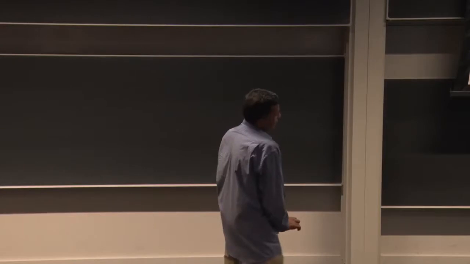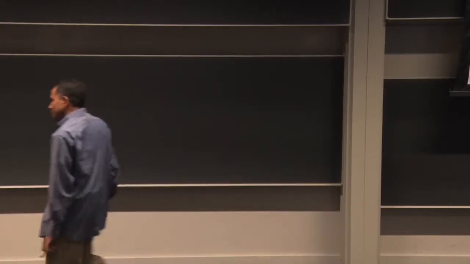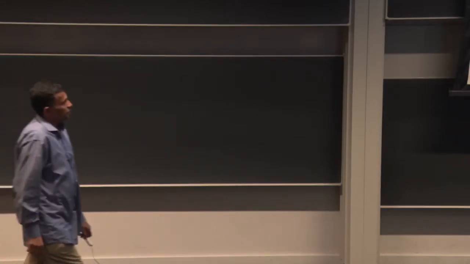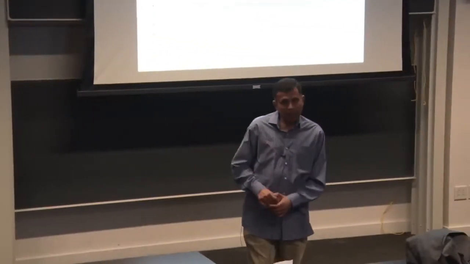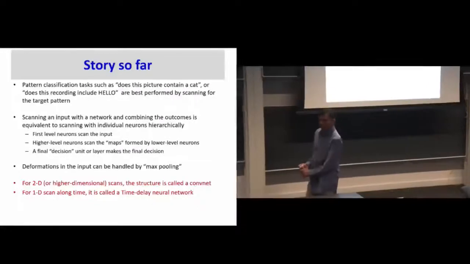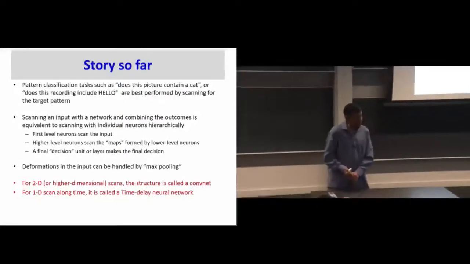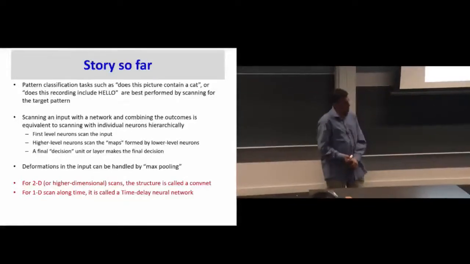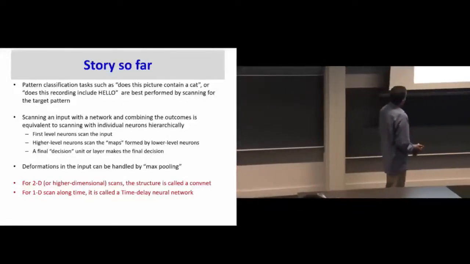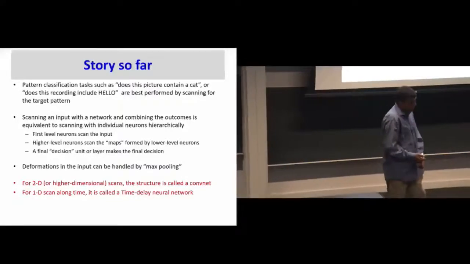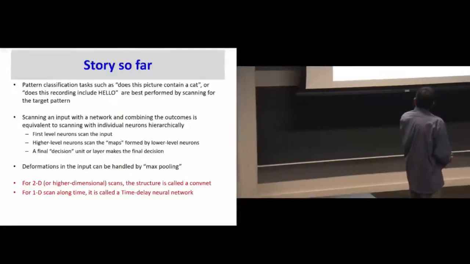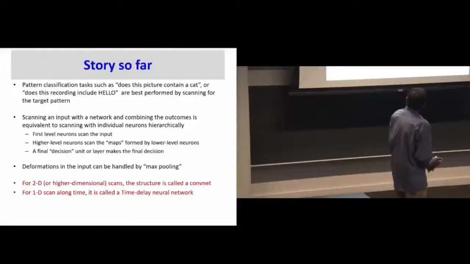Convolutional neural networks. So a quick recap. This is what we said: that pattern classification tasks like, does this picture contain a cat, or does this recording contain the word hello, can be performed by scanning the input. And the act of scanning is essentially an act of convolution, and so scanning could be performed using convolutional neural networks.